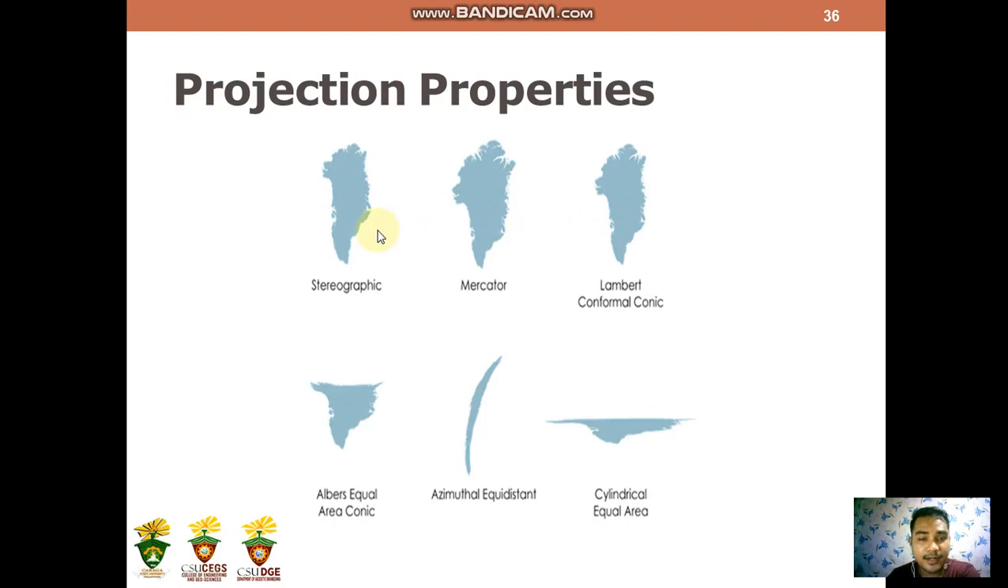And for other projection properties, you can see that some distort a place. This is stereographic, a type of azimuthal or planar. In the equal area conic, what is preserved is the area, so the shape looks like this. And in Mercator, this is the shape of the place. In azimuthal equidistant, it is very different. And for Lambert conformal, the same place has this form, but with cylindrical, it has this form. Again, different projection properties are preserved in each projection.